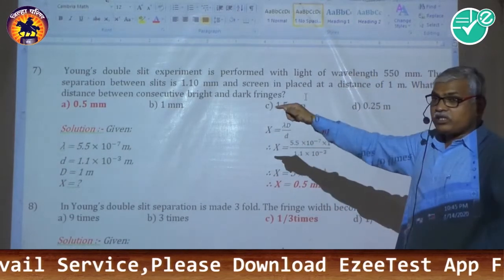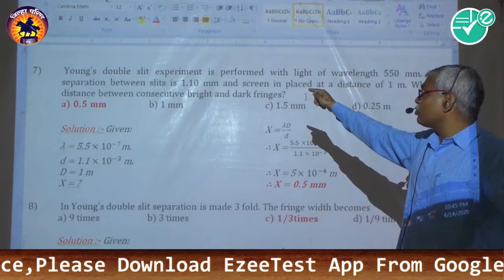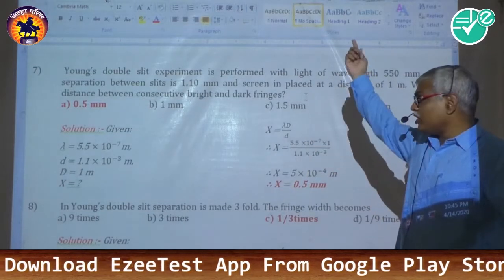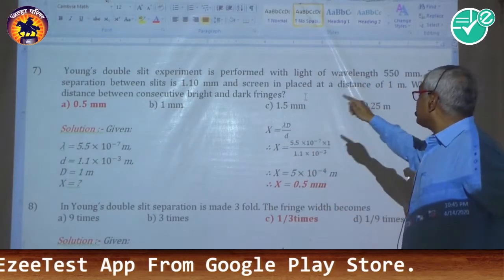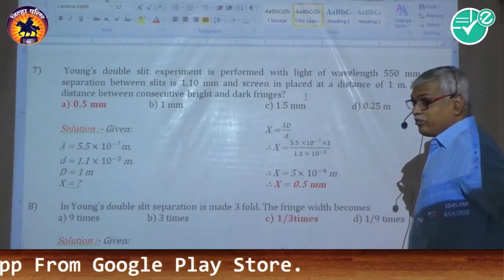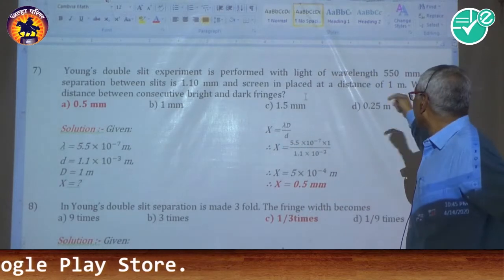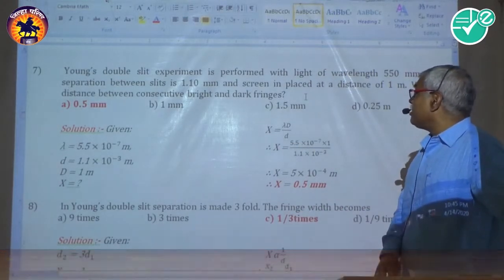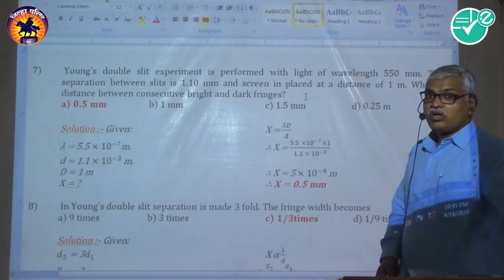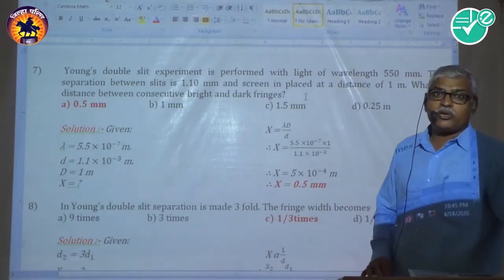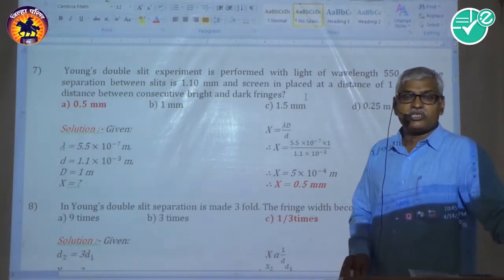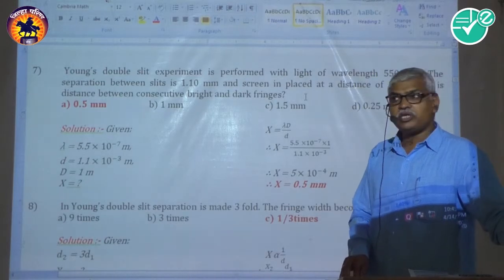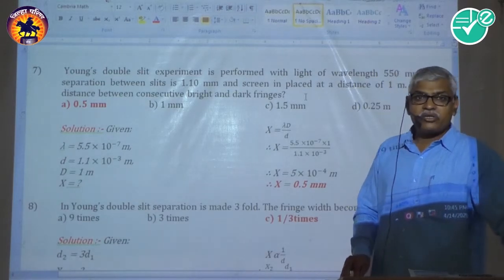The separation between the slits, that is small d, is equal to 1.1 into 10 to the power minus 3 meter, and the screen is placed at a distance of 1 meter, that is capital D is equal to 1 meter. What is the distance between consecutive bright and dark fringes? The distance between two consecutive bright fringes or two consecutive dark fringes is nothing but the fringe width.